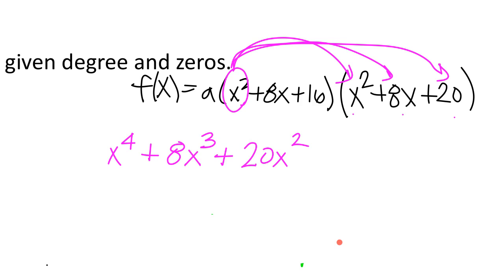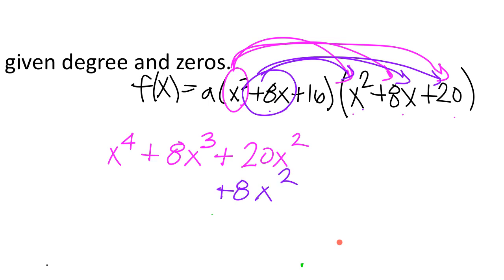Okay, and again, I like to just double check as I go to ensure I didn't make any mistakes, particularly if I'm talking like I am right now. Next, I'm going to take my next term and multiply it by everything as well. So 8x by x squared gives me plus 8x cubed. And again, I'm going to line them up to try and help myself.